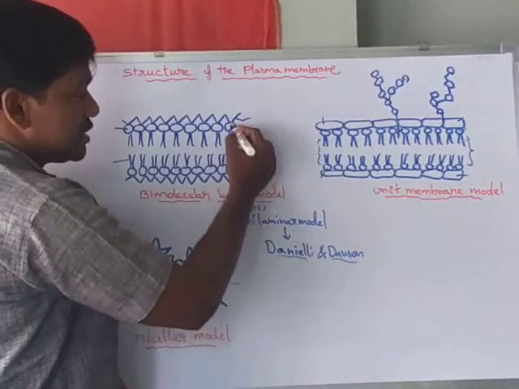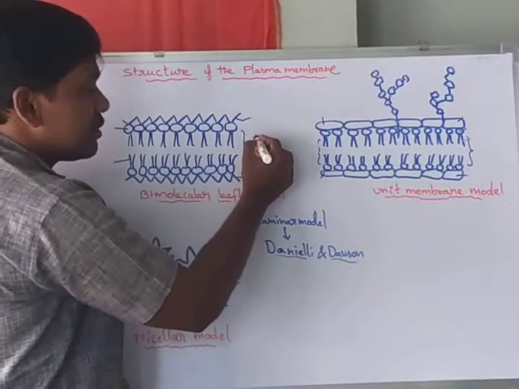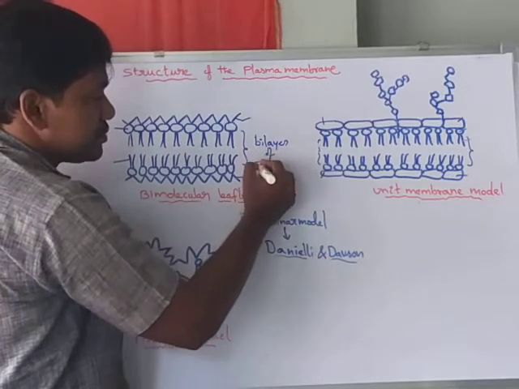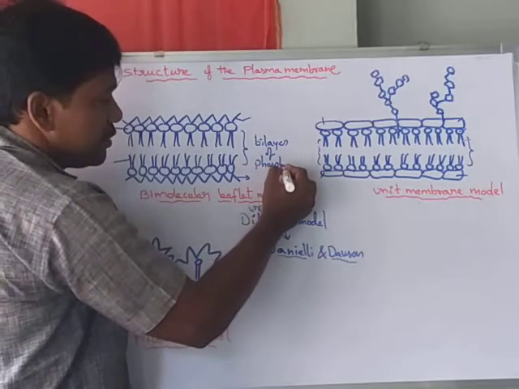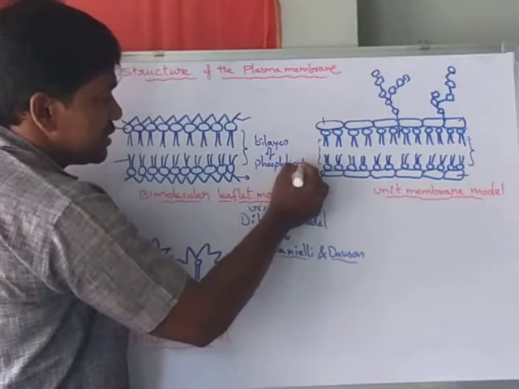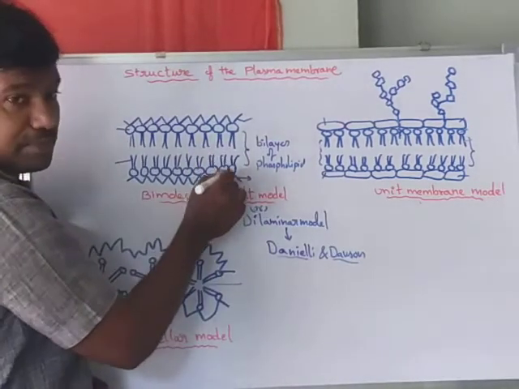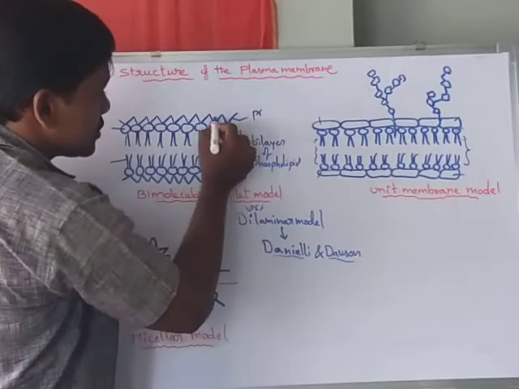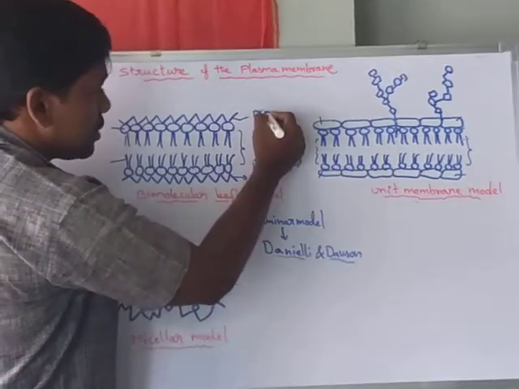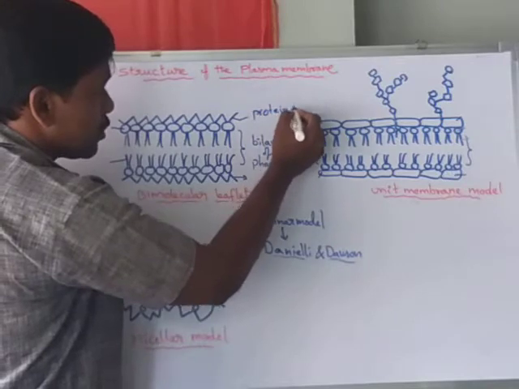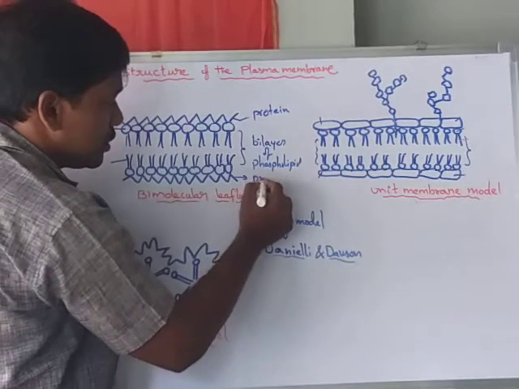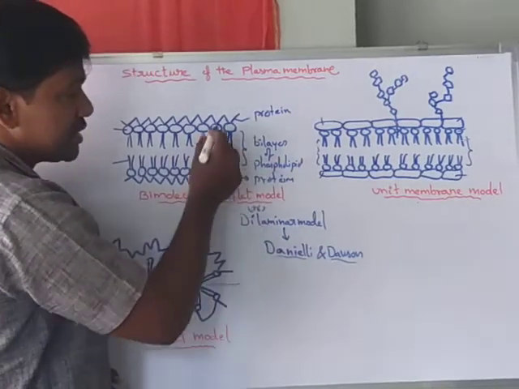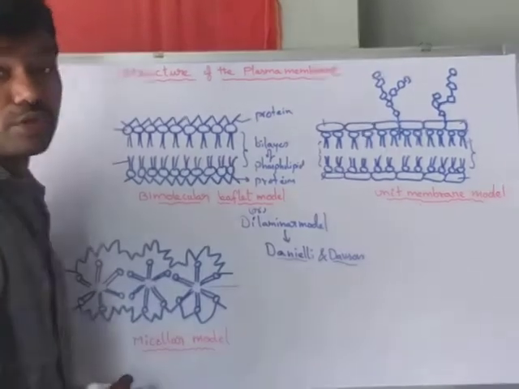Here we see the bilayer of phospholipids, and these are the two protein layers. This one is also a protein layer. So generally the phospholipids are present between the protein molecules.